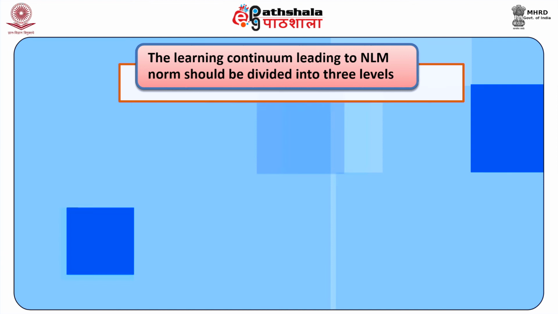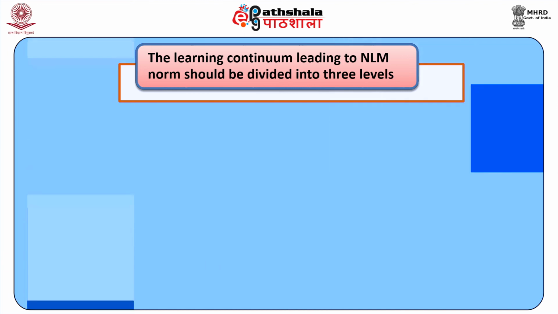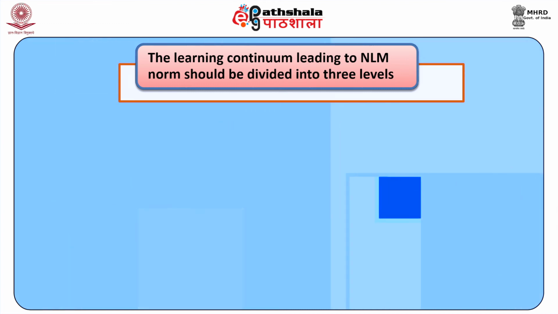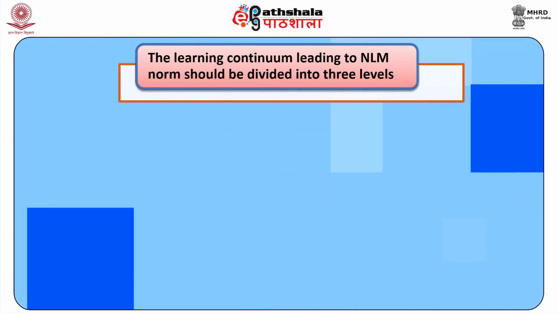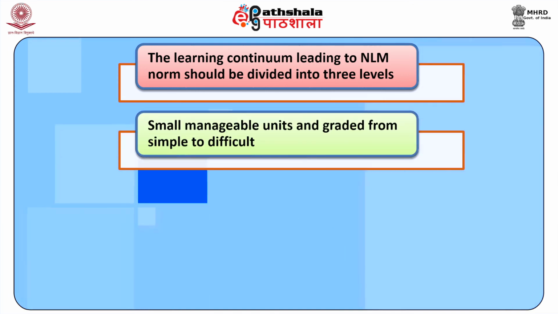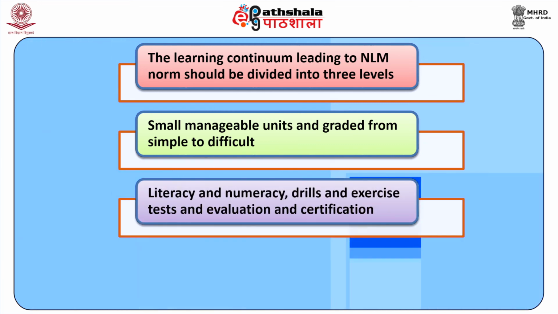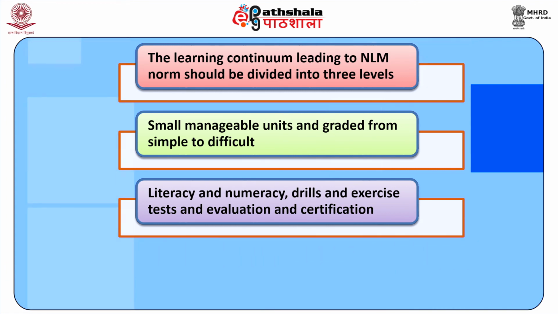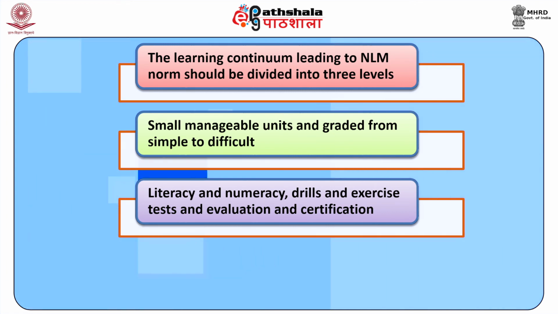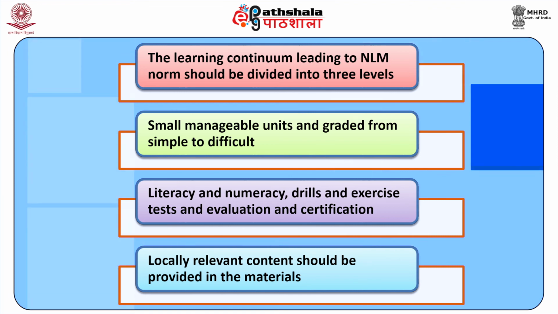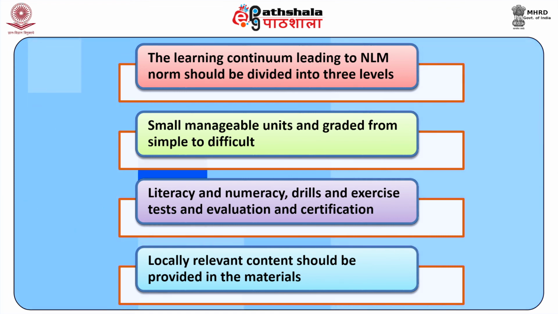The learning continuum leading to NLM norm should be divided into 3 levels. For each level, there should be a book. The entire content should be divided into small manageable units and graded from simple to difficult. Literacy and numeracy, drills and exercise tests, and evaluation and certification must be integrated. Besides, nationally important core content and locally relevant content should be provided in the materials all over the country.